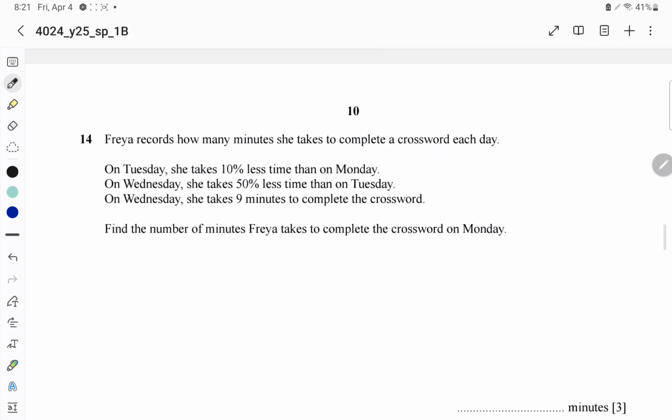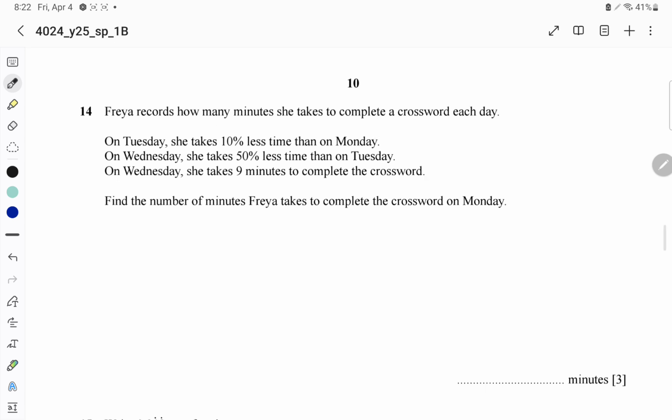Okay, question number 14. In this question, Freya records how many minutes she takes to complete a crossword each day. On Tuesday she takes 10% less time than on Monday. On Wednesday she takes 50% less time than on Tuesday. On Wednesday she takes 9 minutes to complete the crossword. I'm starting from Wednesday because it's connected with the parts which are given. Find the number of minutes Freya takes to complete the crossword on Monday.